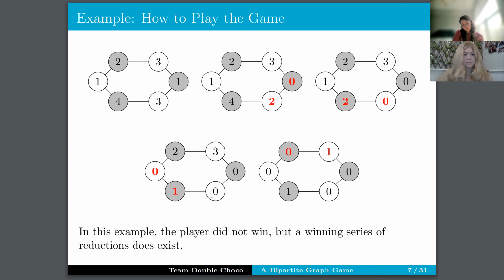However, there are examples where players don't win, even though a winning series of reductions does exist. You can see here, this player has played the game in such a manner that they ended up with a gray vertex labeled 1 and a white vertex labeled 1, but they're not adjacent to each other and they can't be reduced. However, if they had played it a little differently and started at the same point, but worked counterclockwise with their reductions rather than clockwise, they would have been able to win the game.